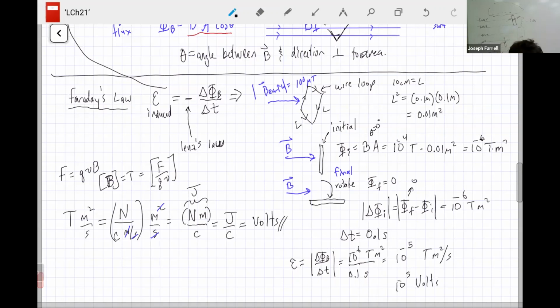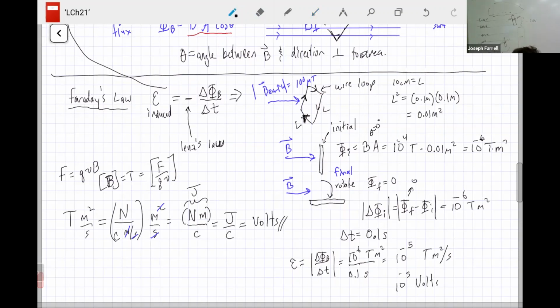That's pretty small volts. I don't think you can measure that with the voltmeters we have. You might be able to do that, 10 microvolts, but it would just be for an instant, just while this is changing. Once this is done changing, then it will stop. So it only goes for 0.1 seconds.